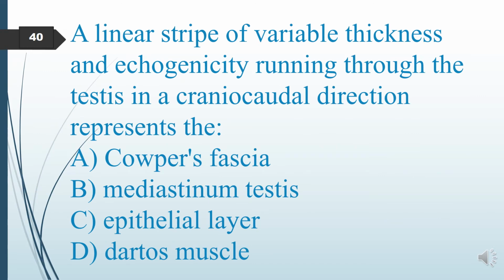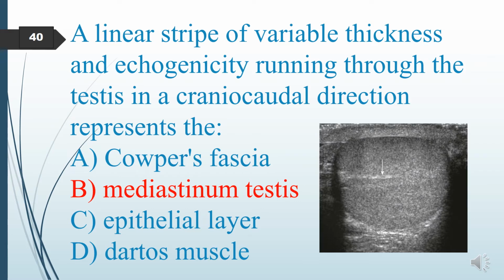A linear stripe of variable thickness and echogenicity running through the testis in a craniocaudal direction represents the: A. Cooper's fascia. B. Mediastinum testis. C. Epithelial layer. D. Dartos muscle. The answer is B. Mediastinum testis.